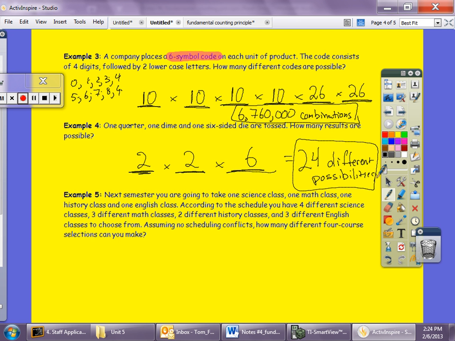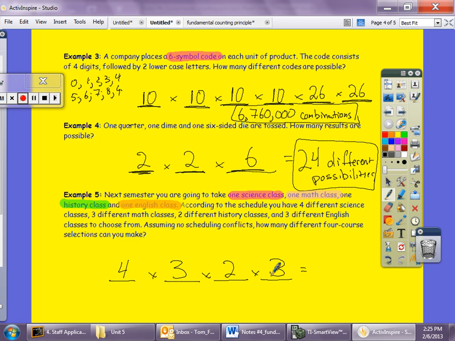And then the last example we have, next semester you're going to take 1 science, 1 math, 1 history, and 1 English class. So just looking at that, well, we know event 1 is science, event 2 is math, event 3 is history, and event 4 is English. So we're going to have 4 different things going on. So it's event 1, event 2, event 3, event 4. So you have 4 different science classes, 3 different math, 2 different history, and 3 different English.